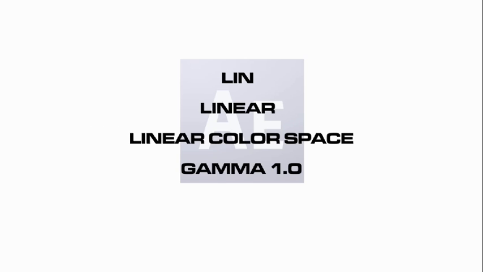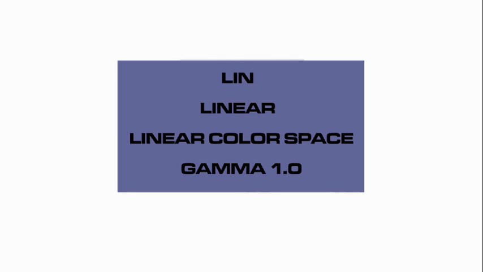Linear color space, gamma 1.0, they really all mean the same thing. It means that the math that After Effects uses to determine pixel values in your image is being processed much like real light values are in the real world. Therefore, you're going to have more realistic composites, edge blending, transfer modes, scaling, anti-aliasing, color correction. They're all going to generate a more realistic appearance in your composite if you work in a linear color space.